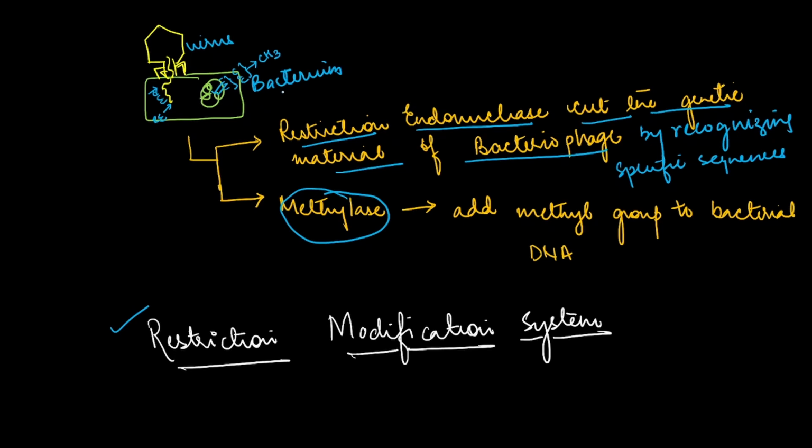So this concept we call the restriction modification system. Why do we call it restriction modification? Because the first enzyme produced is restriction endonuclease as a defense mechanism. We call it restriction modification because here the bacteria modify their own DNA by adding a methyl group with the help of the methylase enzyme. So this concept is known as the restriction modification system.